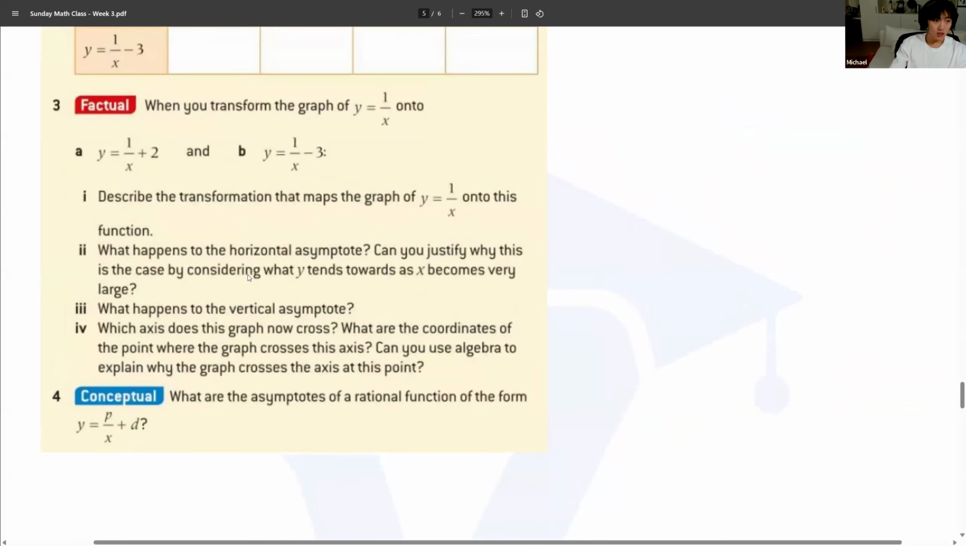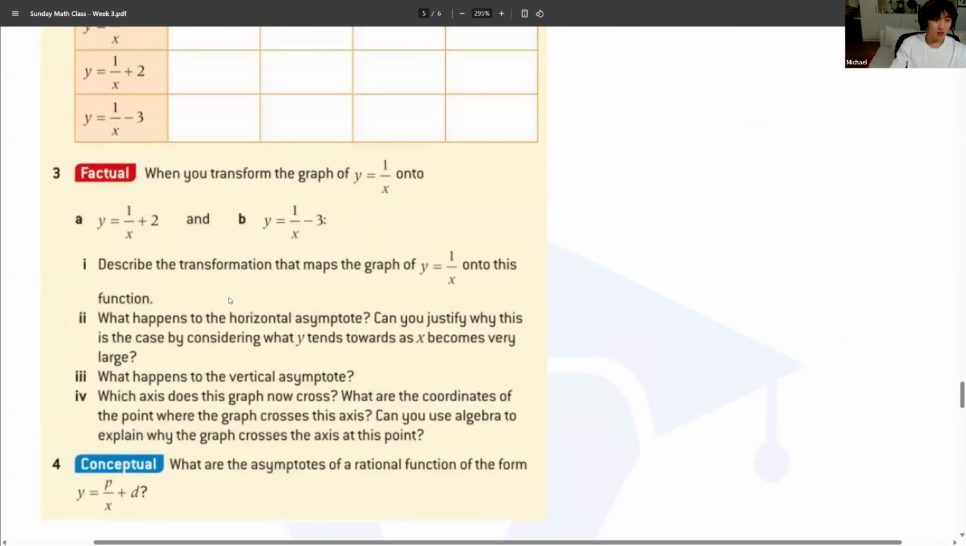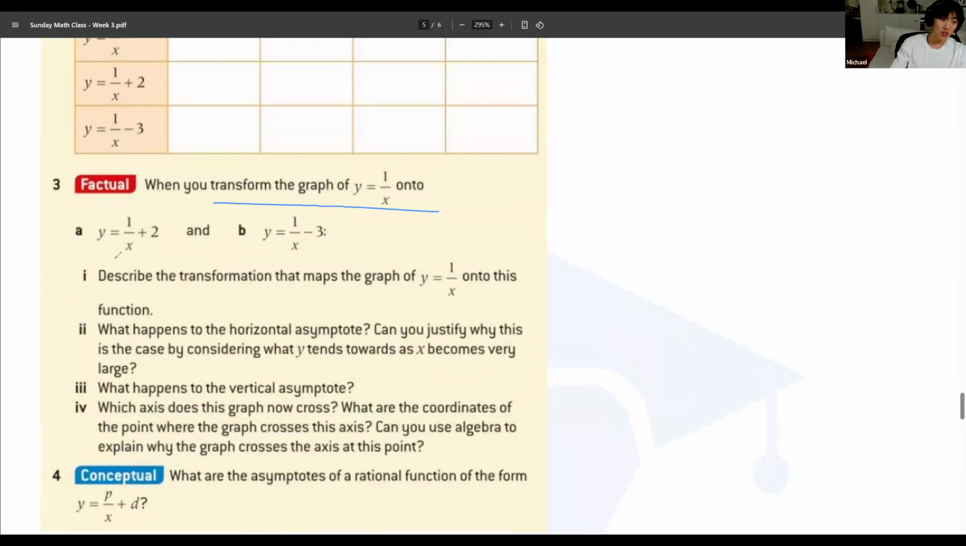And look at this. Does it say anything about it? When you transform the graph to this, describe the transformation. It literally goes down. This shifts up, this shifts down. What happened to the horizontal asymptote? It shifts with the graph, right? And the vertical asymptote, because it's perfectly vertical, shifting up and down does not change the line. Do you guys get what I mean?